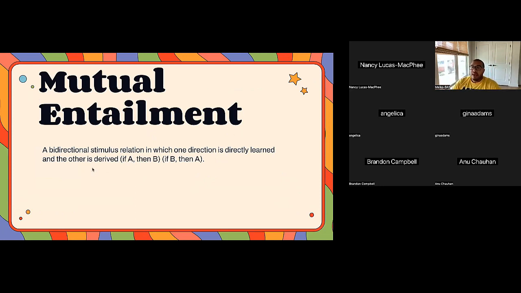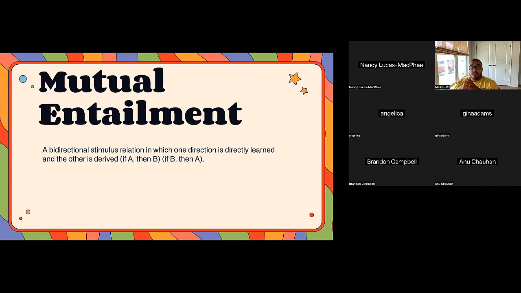It can help. An entailment just means reversibility, essentially. So this is bidirectional. Bidirectional just means reversibility. So think about all those words. This is a bidirectional stimulus relation in which one direction is directly learned and the other is derived. Fancy, it's almost the same definition as symmetry. Symmetry is a type of mutual entailment. All symmetry is mutual entailment. Not all mutual entailment is symmetry. And I have two examples to demonstrate that.